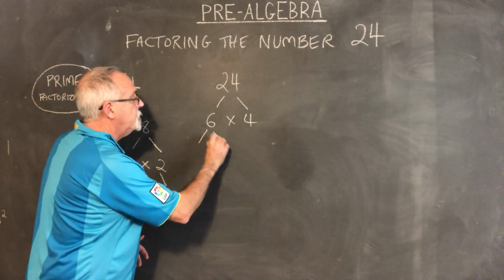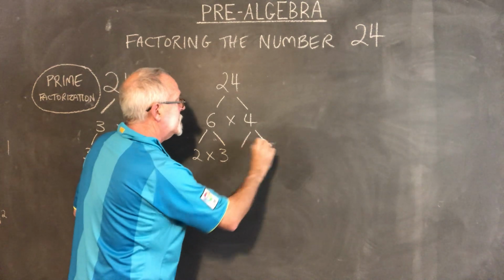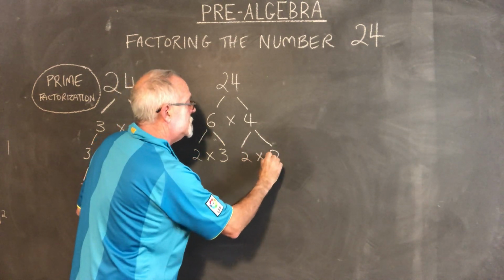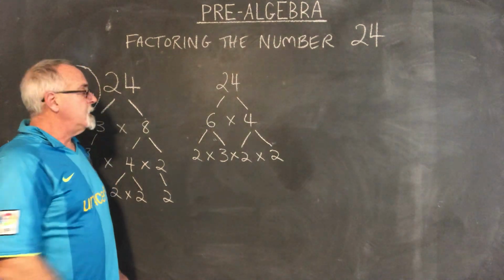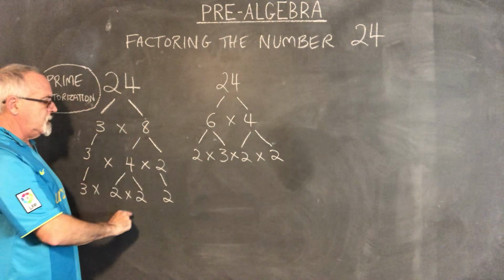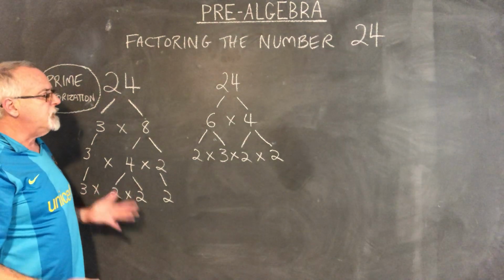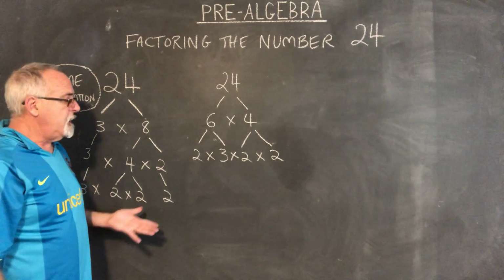6 I can get by doing 2 times 3. And 4 I can get by doing 2 times 2. I need another multiplication symbol. Oh, and I'm finished. So I only went down 2 sets of branches this time, and I went down 3 sets of branches that time. That's kind of interesting. Can I do it yet another way? I got the same answer.